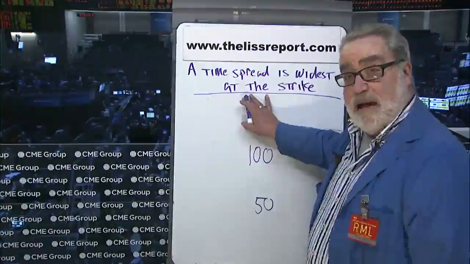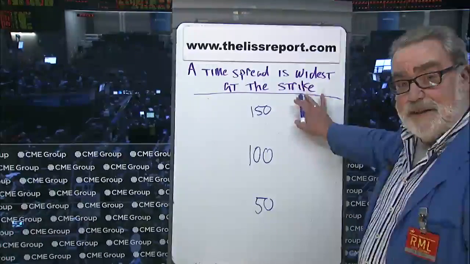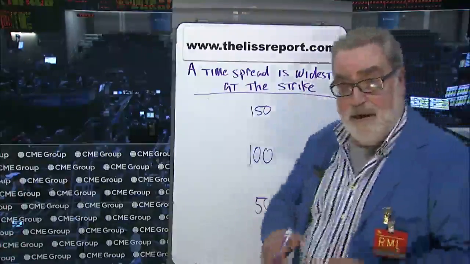A time or calendar spread is widest at the strike. It will be at its most value. Don't forget, a time spread can be bought or sold, either one. It's a great trading vehicle. And a horizontal calendar will be widest at the strike.